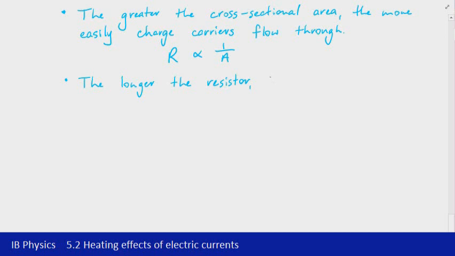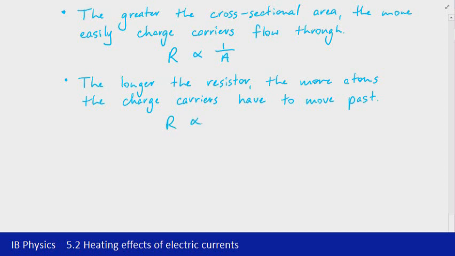So as it gets longer, there are more atoms the charge carriers have to move past, and if there are more atoms for them to move past, it means that it's going to take longer because there's more friction between them, more resistance to that motion. If we have a longer resistor, that means the resistance is directly proportional to L. So the longer the resistor, the greater the resistance.